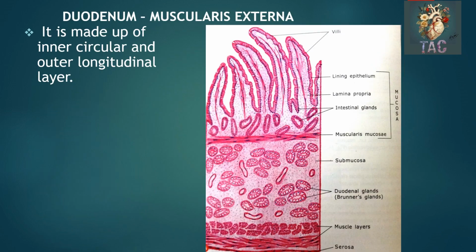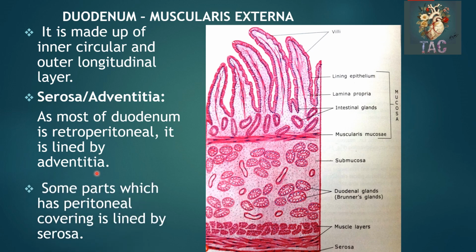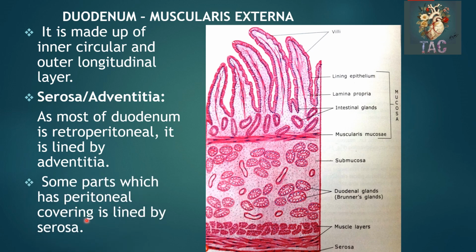Duodenum, then the muscularis externa. This muscularis externa again consists of an inner circular layer and an outer longitudinally arranged smooth muscle layer, and next to this is the serosa or adventitia. As most of the duodenum is retroperitoneal, it is lined by adventitia. Some parts which have peritoneal covering are covered by the serosa.